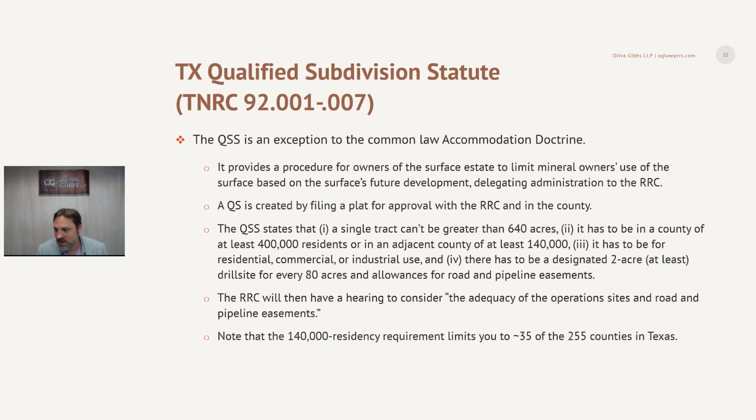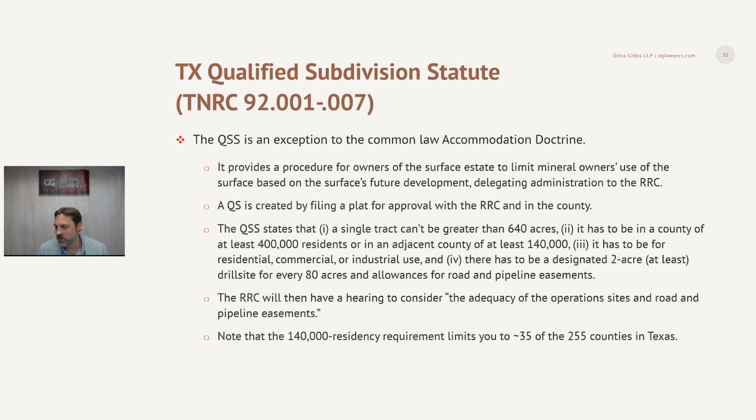The statute states that a single tract can't be greater than 640 acres, though we'll see in a minute that occasionally you can put two contiguous tracts together. It has to be in a county of at least 400,000 residents or in a county adjacent to a county with 400,000 residents that has at least 140,000. It has to be for residential, commercial, or industrial use. There has to be at least 2 acres setbacks for every 80 acres and allowances for road and pipeline easements and access. The Railroad Commission will then have a hearing to consider the adequacy of the operation sites and road and pipeline easements. And, note that this 140,000 residency requirement limits you to only about 35 counties in Texas-ish.